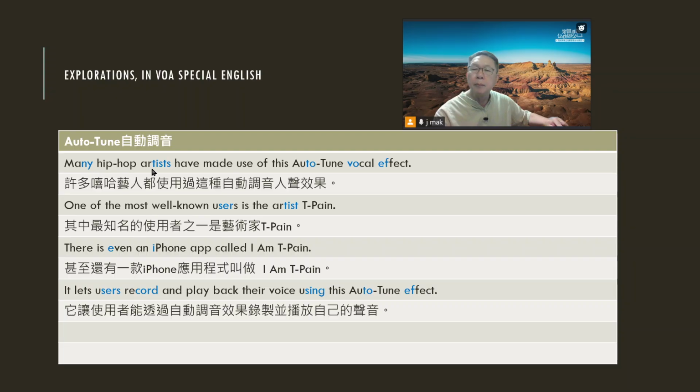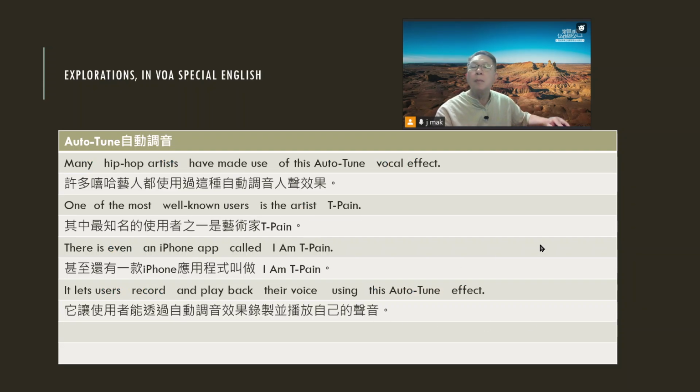Many hip-hop artists have made use of this auto-tune vocal effect. One of the most well-known users is the artist T-Pain. There is even an iPhone app called I Am T-Pain. It lets users record and play back their voice using this auto-tune effect.